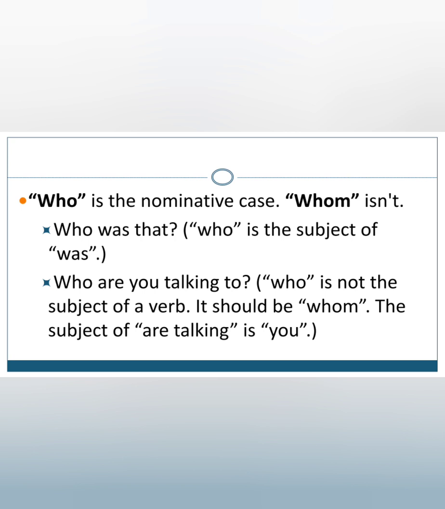Next one. Who are you talking to? Here, who is not the subject of the verb. It should be whom are you talking to? The subject of the verb are talking is you and not whom. Since you are being asked the question, you become the subject.